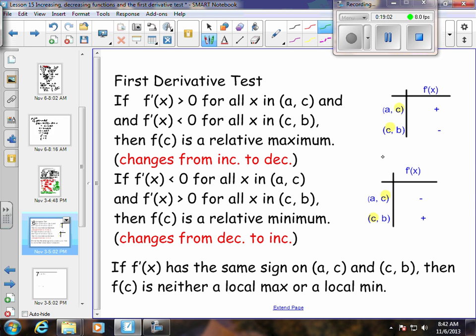Please note that on your copies, my little diagrams over here did not copy very well, so fill in the missing stuff while I'm talking.